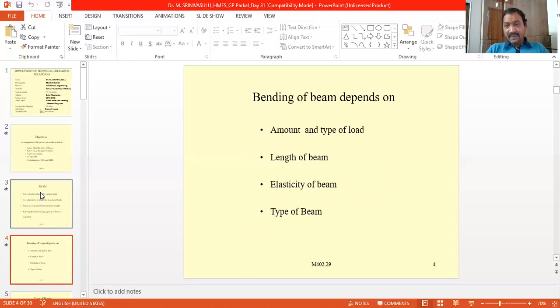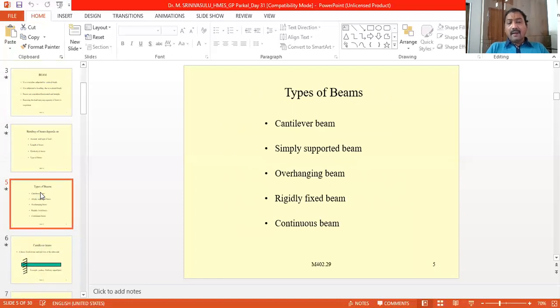And the elasticity of the beam. If the modulus of elasticity is more, then we can say the beam is rigid and subjected to less deflection. If the value of E is less, then it produces more deflection in the beam. And also the type of beam. The beams are of different types: cantilevers, simply supported beam, overhanging beam, continuous beam, depending on the support locations. Accordingly the amount of bending will depend on the type of the beam, which we will discuss in detail.